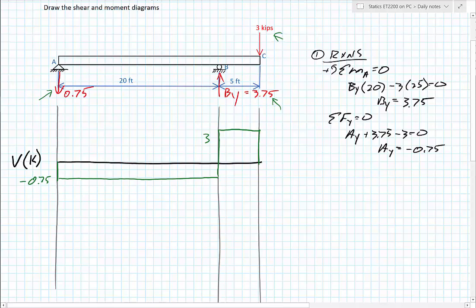Now the next step that I would do is probably find the areas. So what I have is negative 0.75 times 20 gives me negative 15 for the area of that rectangle. And the other one is 3 times 5, or positive 15.